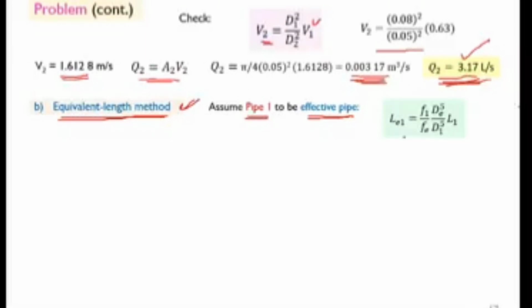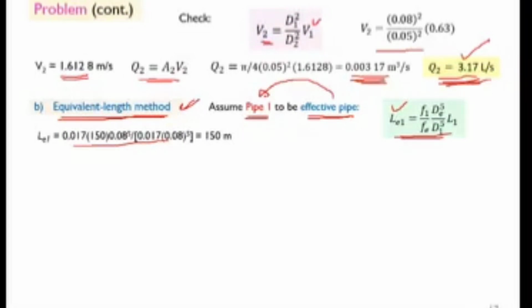We already discussed and derived this equation, that we can calculate the effective length for any other pipe, clear, which will have the same head loss for the same discharge. So now in this case, you plug in the values. Everything is known in this case, clear, because we select pipe 1 as effective pipe. So this effective pipe will take all the properties of pipe 1. So that's why when you put the values, then the effective length of pipe 1 will be 150 meter.